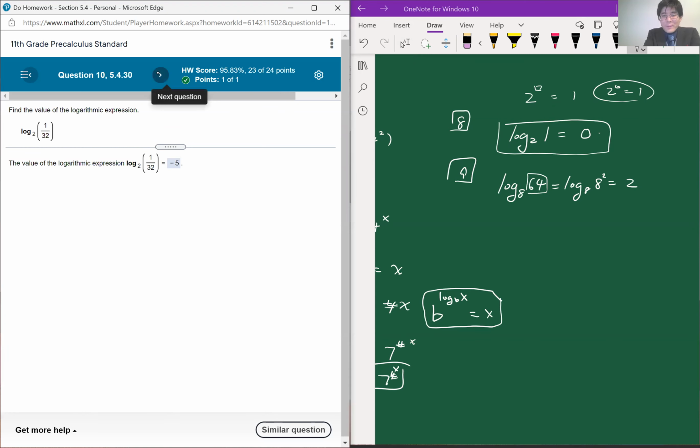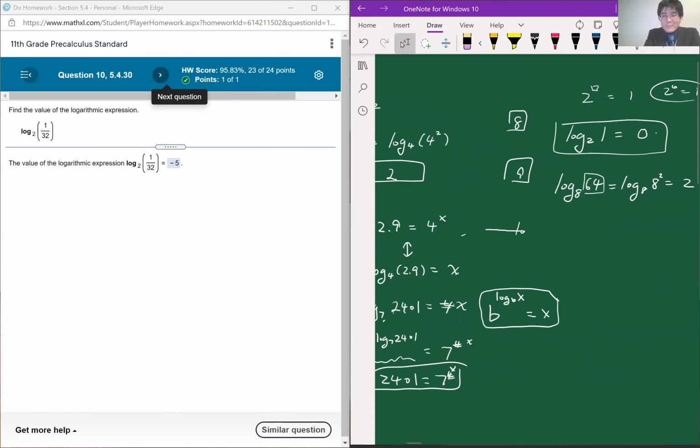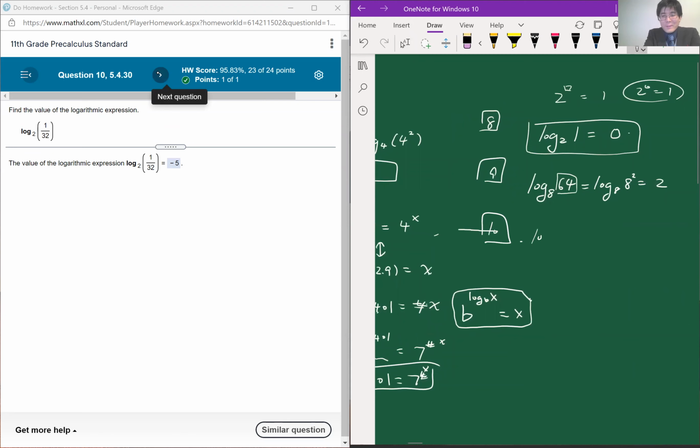Next one, log base 2 of 1 over 32. So what is this? 32 is 2 to the power of 5, but because it is a reciprocal, it is actually 2 to the power of negative 5. So this is equal to negative 5.